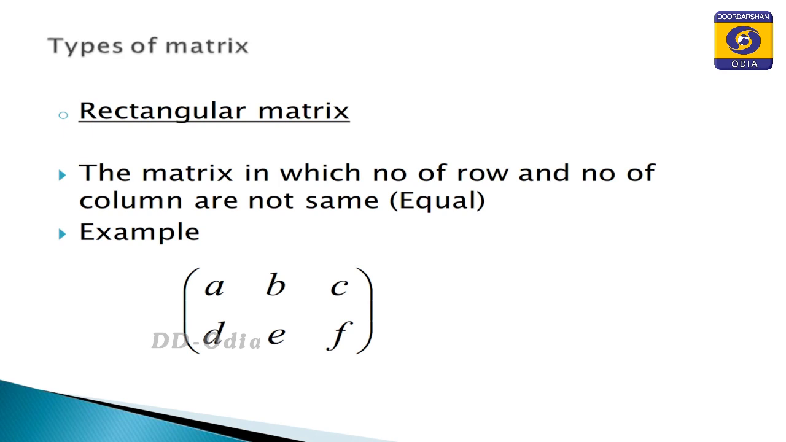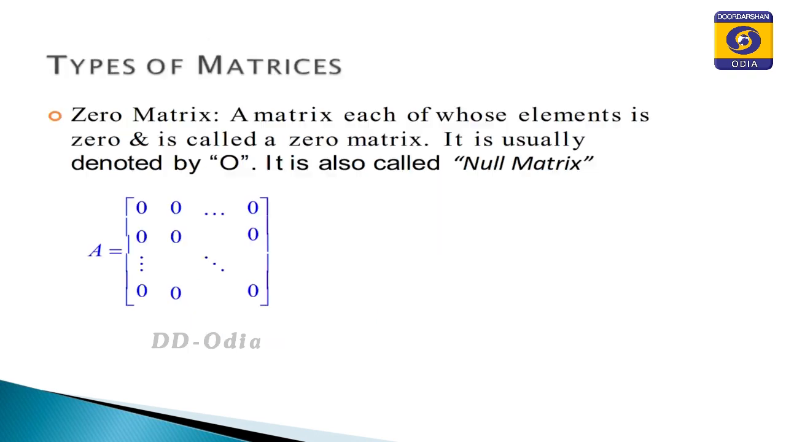Next is rectangular matrix. A matrix is said to be rectangular if the number of rows and number of columns are unequal. That is, here is A, B, C, D, E, F. This is the example of a rectangular matrix. Next is zero matrix or null matrix. A matrix is said to be a null matrix if all the elements are 0. That means all the elements in rows and columns are 0. This is the example of a null matrix.